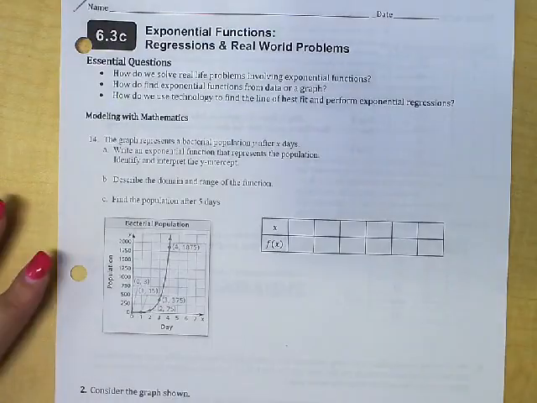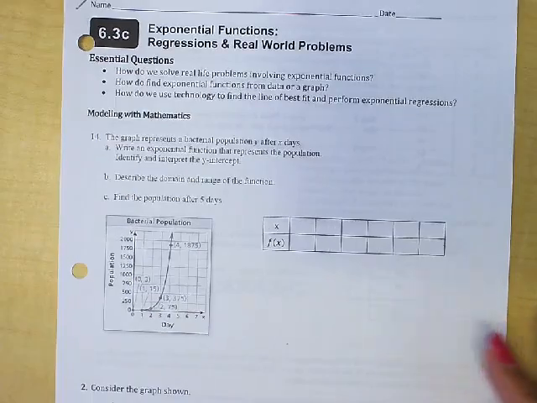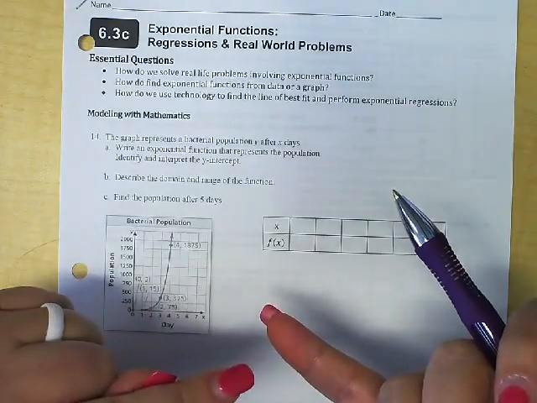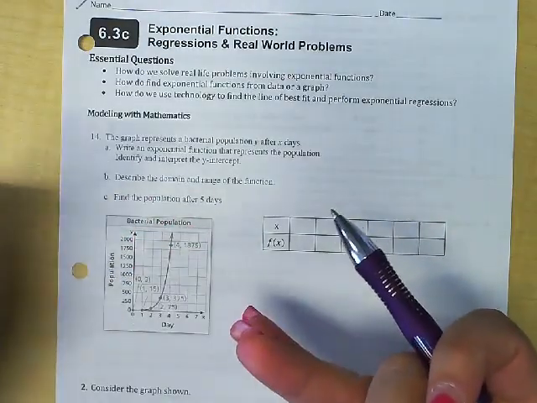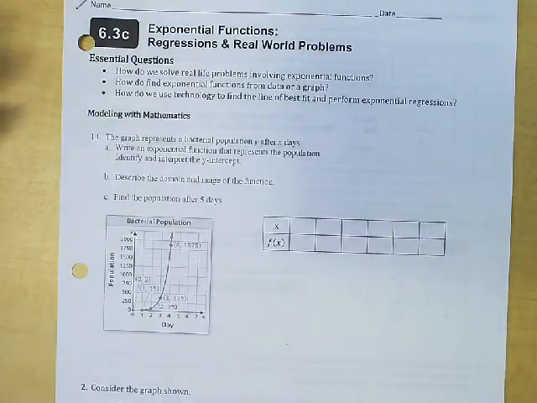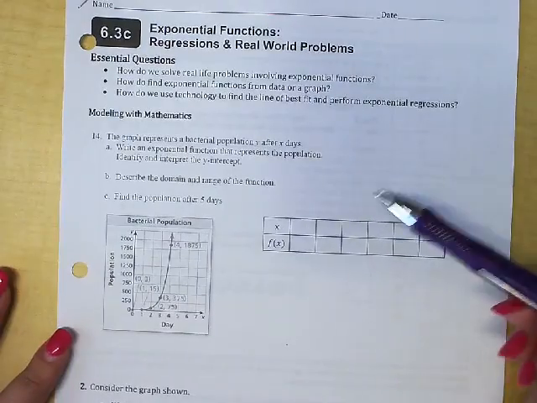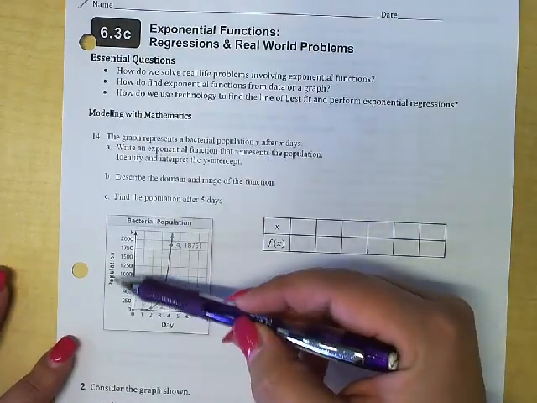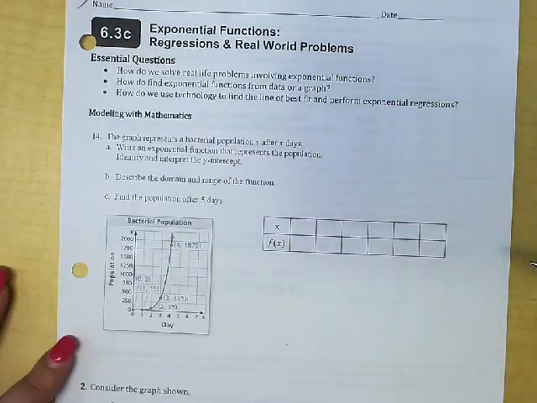But first of all, we've talked about the characteristics of exponential functions, being able to identify them, evaluate them, and graph them accurately. So now we're going to see it in application. And let's start with this first example. It says the graph represents a bacterial population, which is represented by y. That's our population after x days.